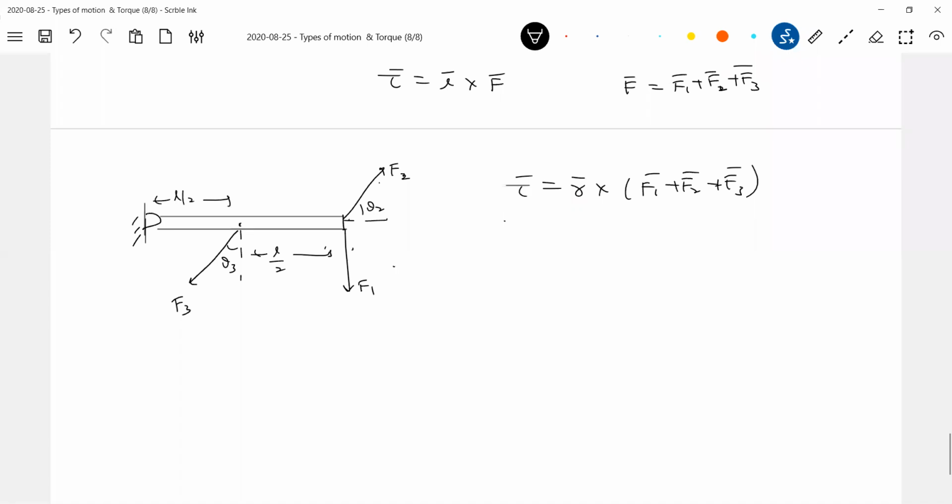Can we use this formula? No, this formula is applicable when all the forces have the same point of application. If the forces have different points of application, we should not use it. Then, sir, how to calculate this? I'll calculate individually due to each force. Now I'll resolve the component of force perpendicular to the rod. Torque due to 1 should be equal to L i cap cross (F1 minus F1 j cap).